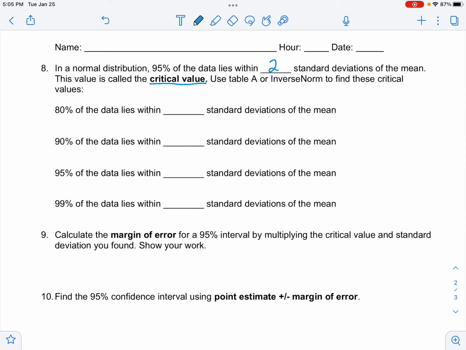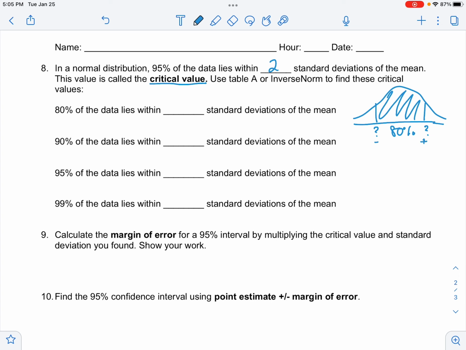So now, using either table A or inverse norm, find all of these critical values. I'm going to draw a normal distribution curve, just so we can think about what it is that we want. If I want, for the first one, say the middle 80%, then I need to know what the critical value is here and here. And obviously, because the normal distribution curve is symmetric, it should be the same on both sides, just that this one will be the positive and this one is the negative.